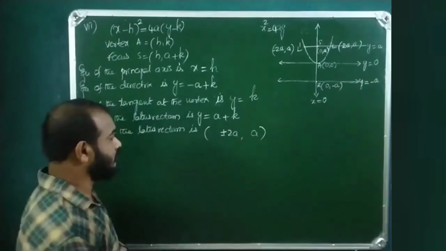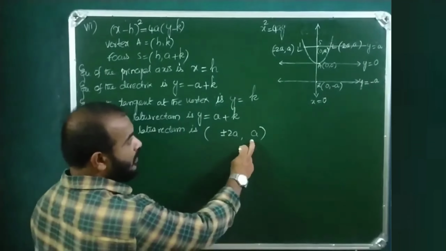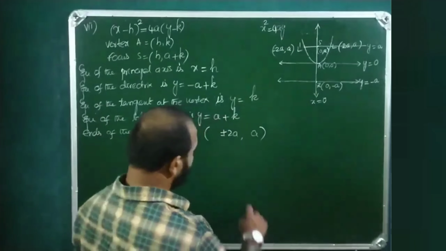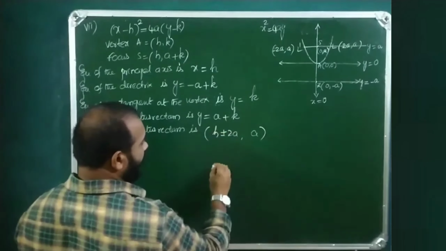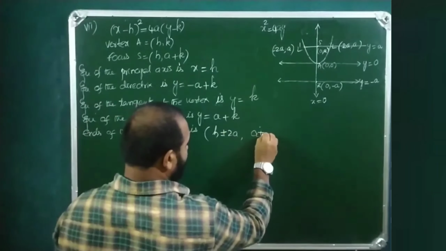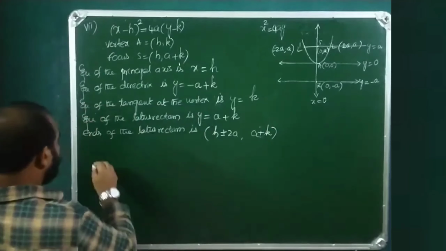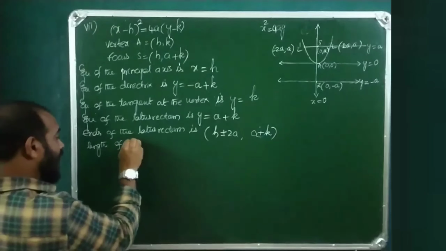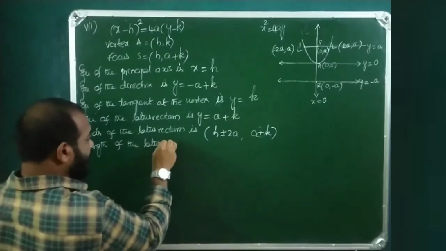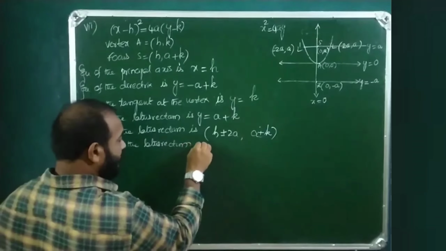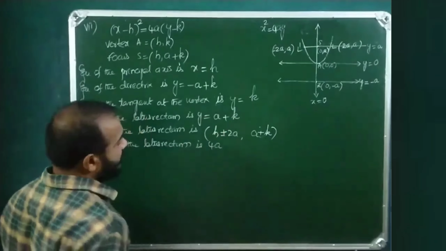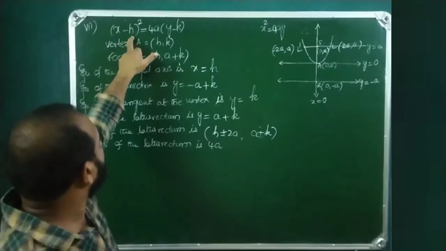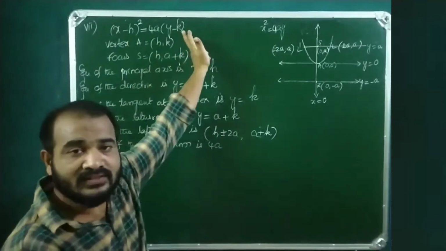So plus or minus 2a comma a are the ends of the latus rectum for x squared equals 4ay. In addition to this, h will be added here and k will be added here. Now the length of the latus rectum is not changed, so 4a. So these are all the points for x minus h whole squared equals 4a into y minus k.